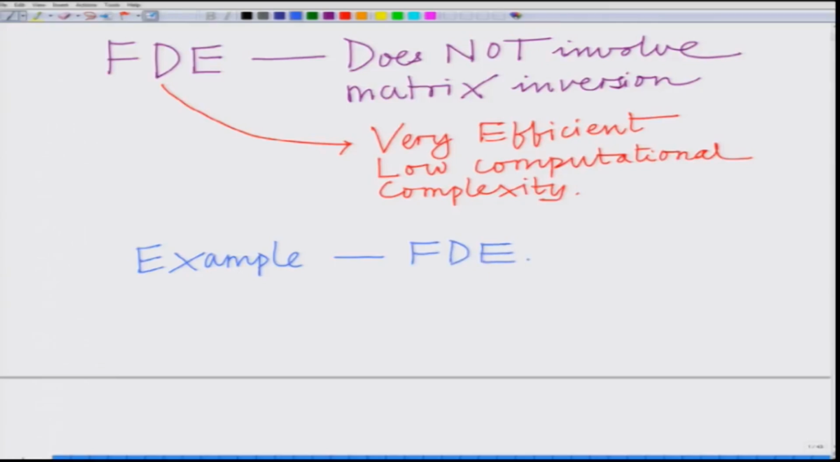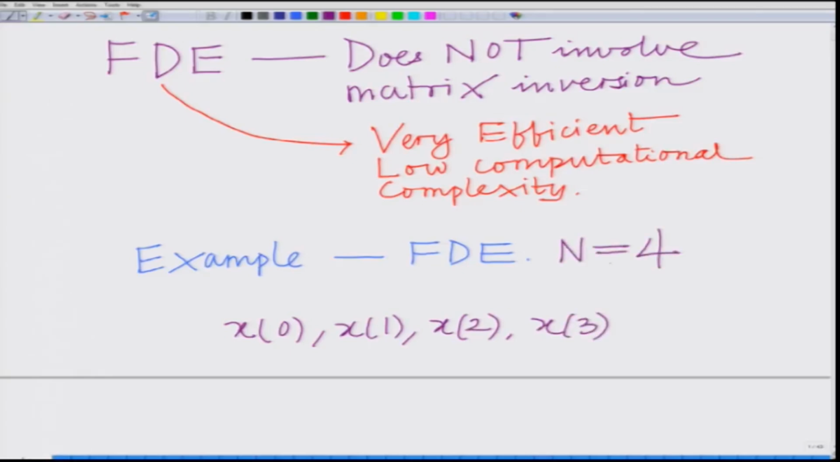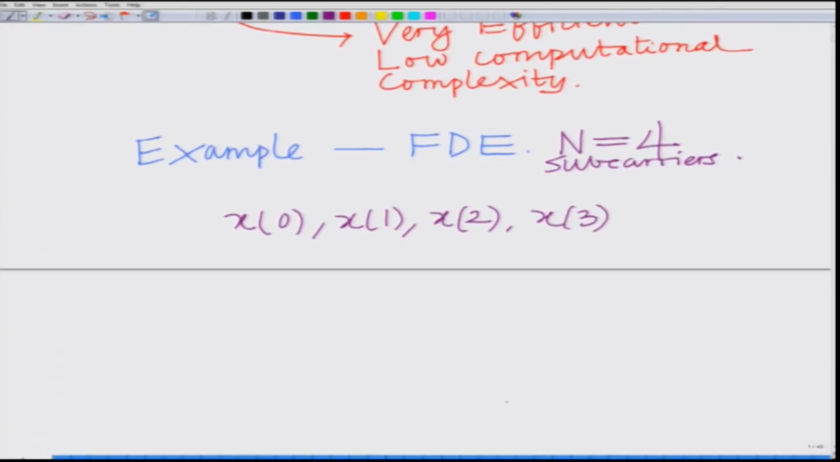Okay. So in frequency domain equalization, what we said is x0, x1, x2, x3. Again, let us consider a system with n equal to 4 subcarriers. Just to consider a simple system, although it can be extended very easily to a system with a higher number of subcarriers. Just to illustrate, for the purpose of an example, let us consider a system with n equal to 4 subcarriers. We said this small x0, small x1, small x2, small x3, these are the time domain symbols.